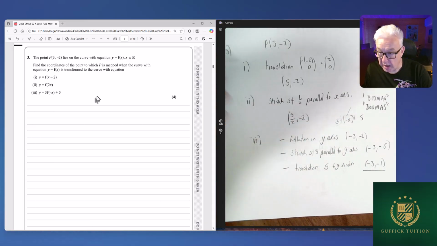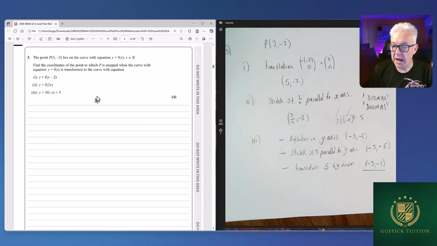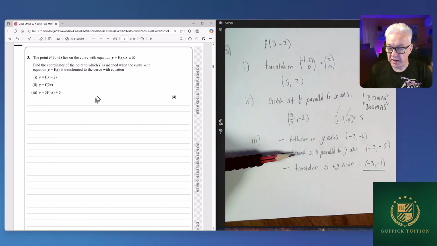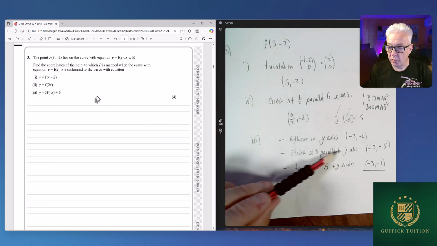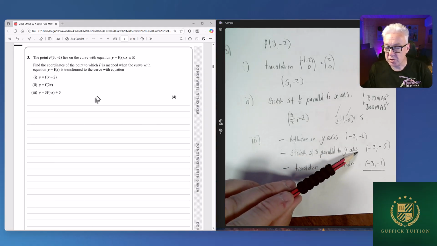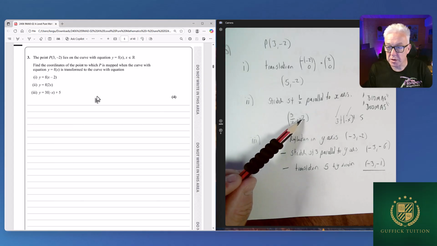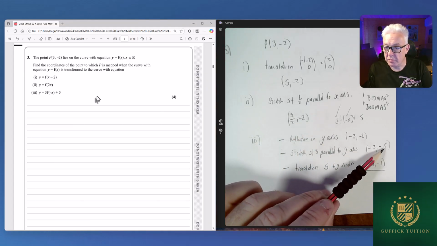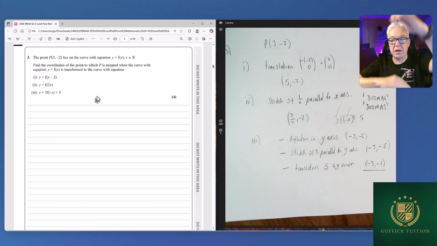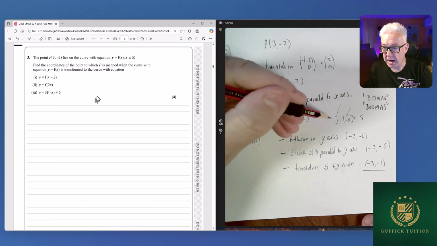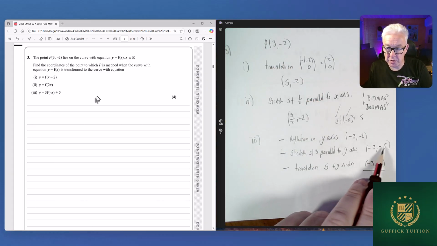Now let's work out and do the multiplication. So now it's time for the 3 times. That is a stretch of scale factor 3 parallel to the y-axis. When we stretch something by scale factor 3 parallel to the y-axis, the coordinate that was -2 is going to become -6, because the whole curve gets stretched that way. So we've done that one, and this is where we're up to at the moment.